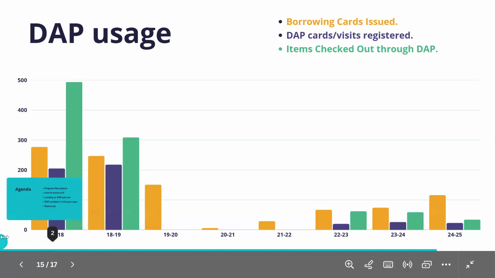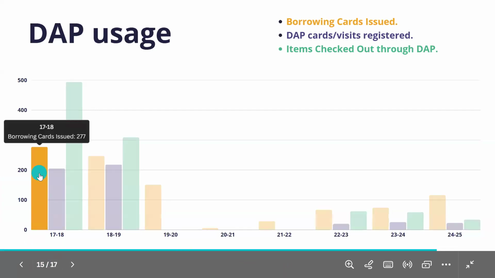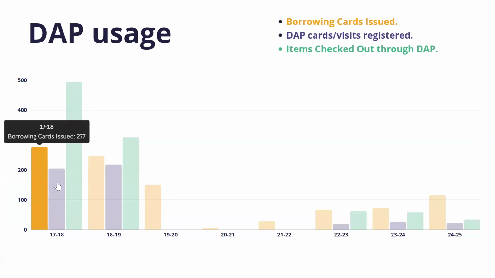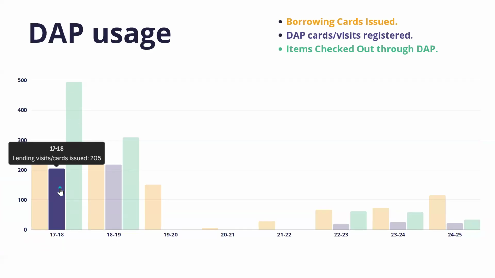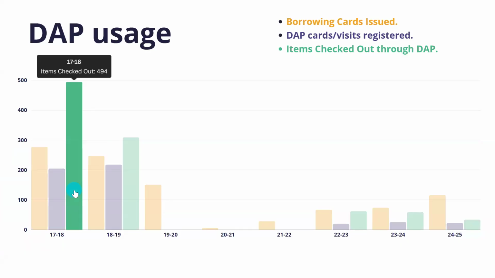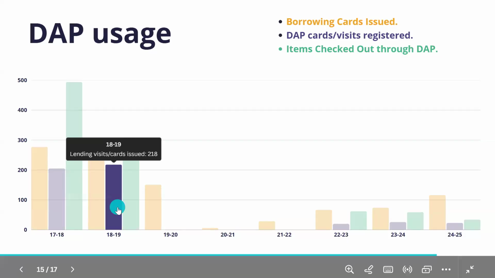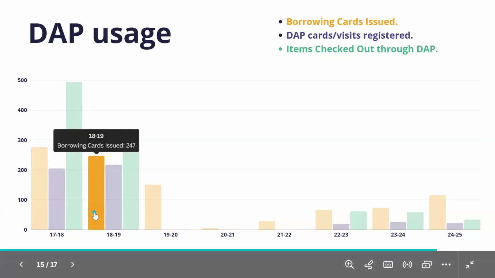And as you can see, the first column represents the number of cards that were issued, which was close to 300, at 277. And lending visit cards were over 200. It was practically averaging 2 items per card issued, really. The years before recorded a little less than 500.